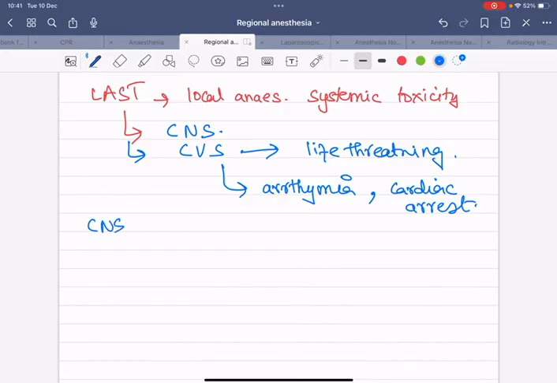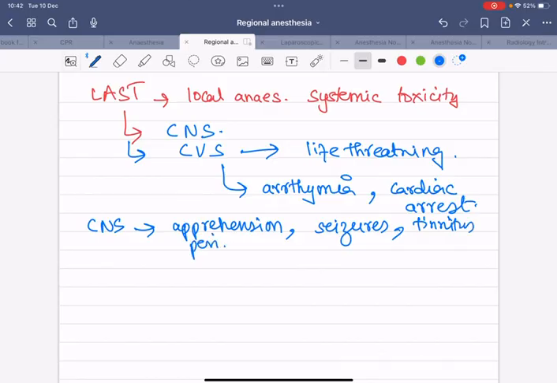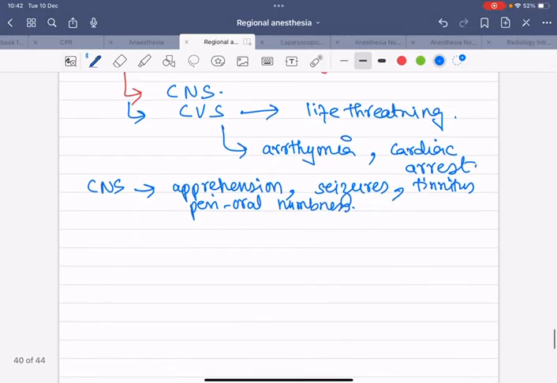CNS, central nervous system, patient develops apprehension, seizures, you can say tinnitus, perioral numbness. Okay, so these are the symptoms, but they are not life threatening. But cardiovascular system toxicity can lead to arrhythmias and cardiac arrest in the patient.